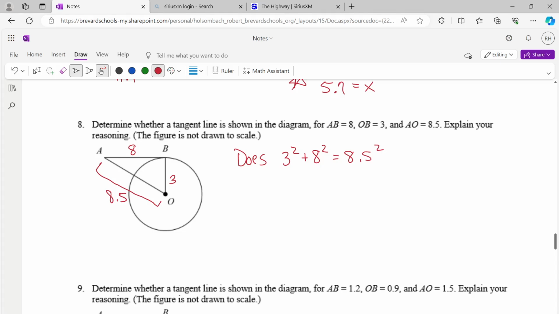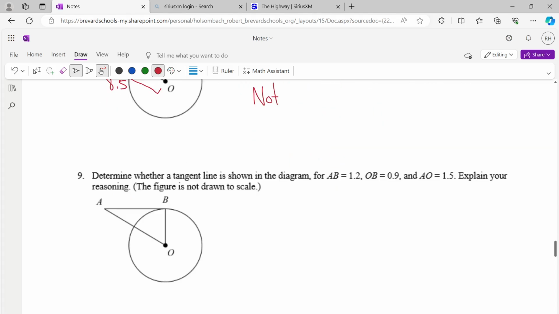So 3 squared plus 8 squared, we get 73. Is 73 equal to 8.5 squared, which equals 72.3? They're not equal. So determine whether a tangent line is shown. It is not. 3 squared plus 8 squared does not equal 8.5 squared. It's not a right triangle, so this angle is not 90 degrees. If that angle is not 90 degrees, then AB is not a tangent.